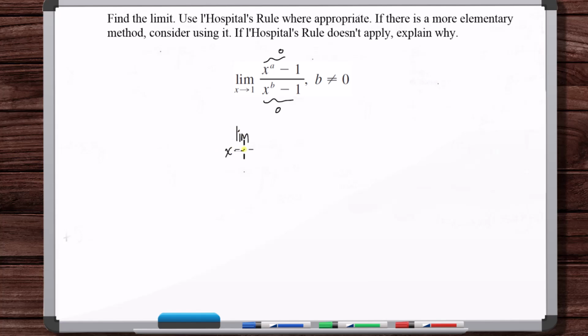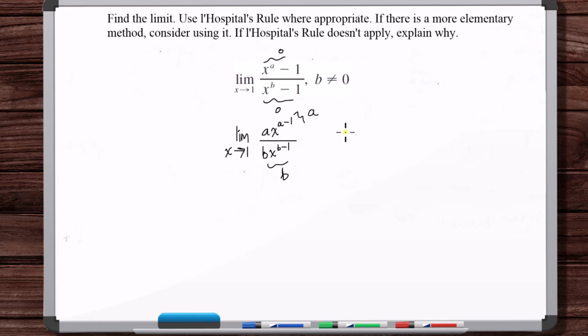Let's use L'Hopital's rule. Okay, so a x to the a minus 1 over b x to the b minus 1. In this case, if we plug in 1, you get 1 to some power, and 1 to any power is 1. A could be 0, but times a, this is going to go to a. And then you plug in 1 here. You get 1 to some power, that's always going to be 1, times b. This is going to go to b. B can't be 0. So that's the limit.